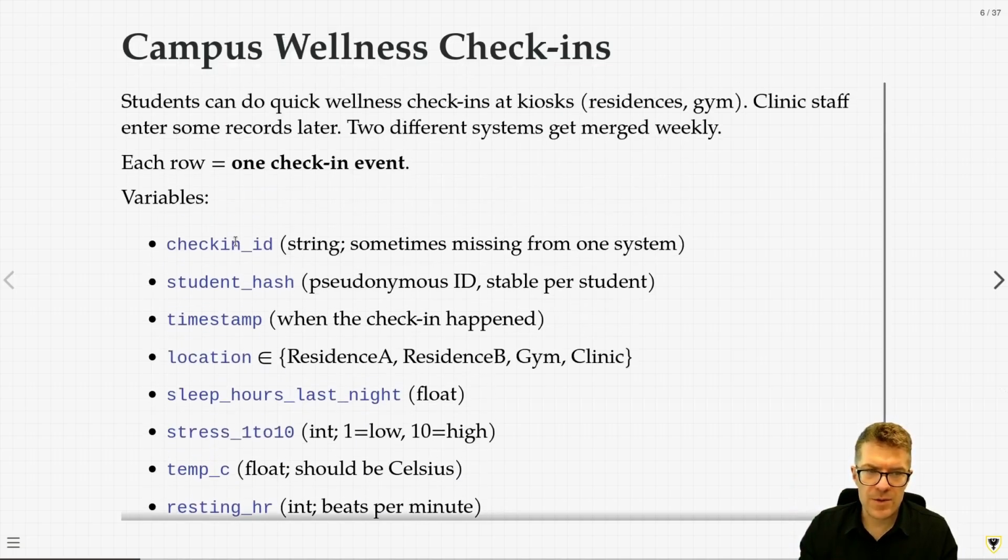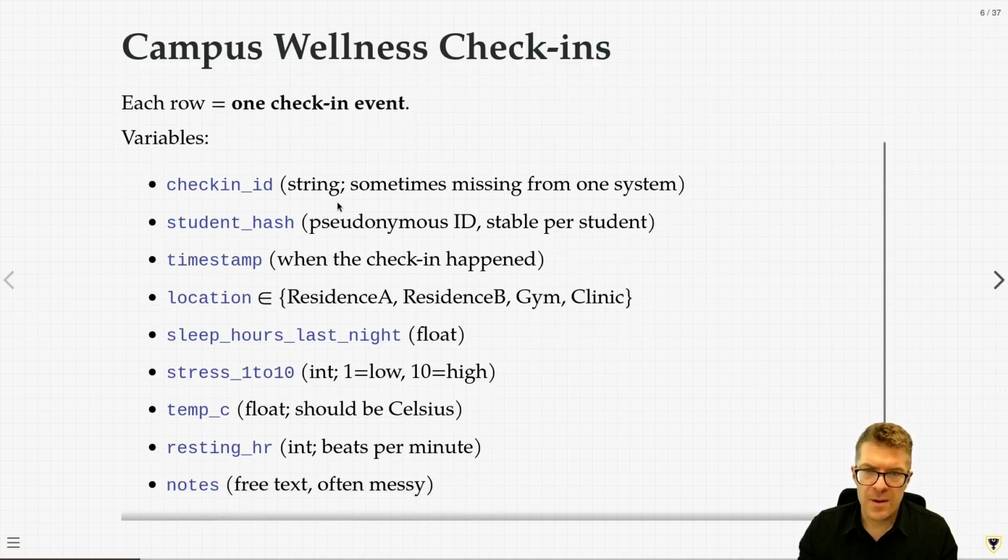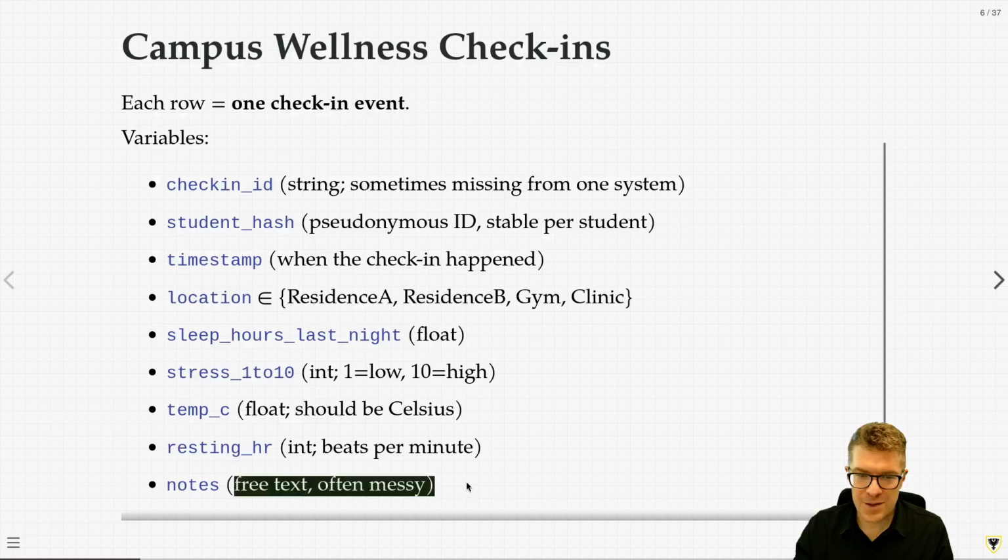There's going to be a lot of variables. So there's going to be check-in IDs. Maybe these are missing from the system. Maybe a particular version of an app failed to measure these. There's going to be a student hash. This is not so important for you, but this is back-end stuff. A timestamp when it occurred, a location where it occurred, how many sleep hours they got last night. This could be something that they just describe, what their stress is, what their temperature is. The sky's the limit. My favorite one, notes, which is free text, which can obviously be very messy and full of spelling mistakes and typos and so on, which is yet another form of noise.